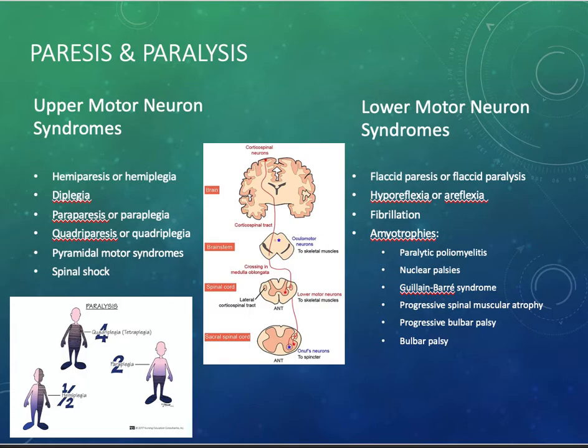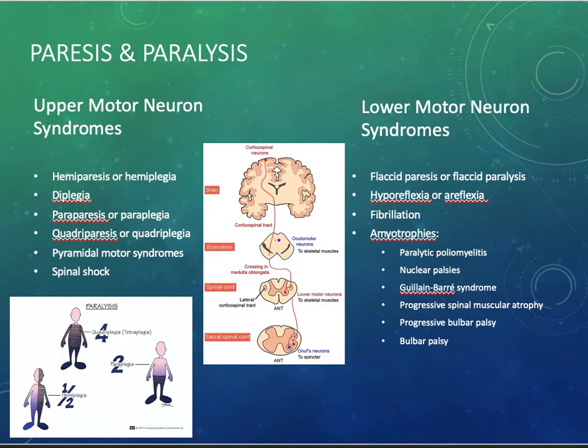Fine motor skills are also going to be affected by pyramidal motor syndromes. And then finally, spinal shock, which we'll talk about when we talk about spinal cord injuries. Okay. Now, lower motor neuron syndrome. Here we're going to see flaccid paralysis.